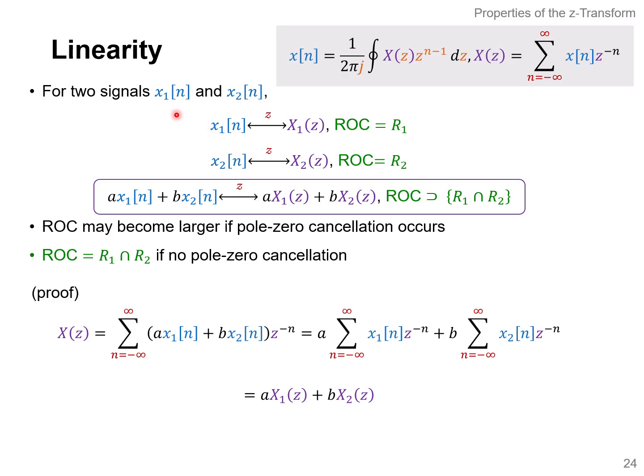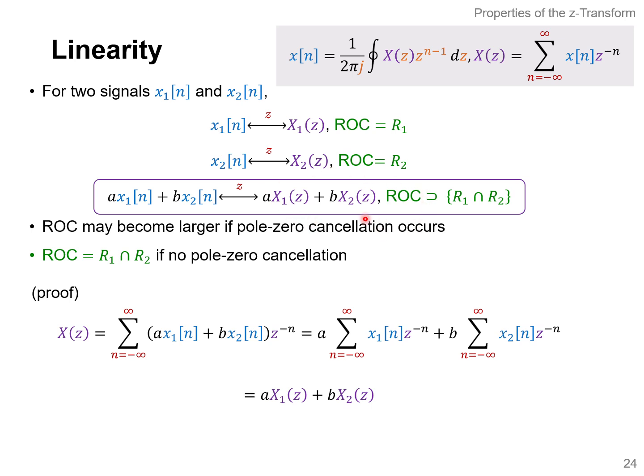First, we talk about the linearity property again. We have two signals. Their Z transforms are X1(z) and X2(z). Linearity means we can combine the signals. If we add and scale the signals, we have the same scaling and addition in the Z domain.